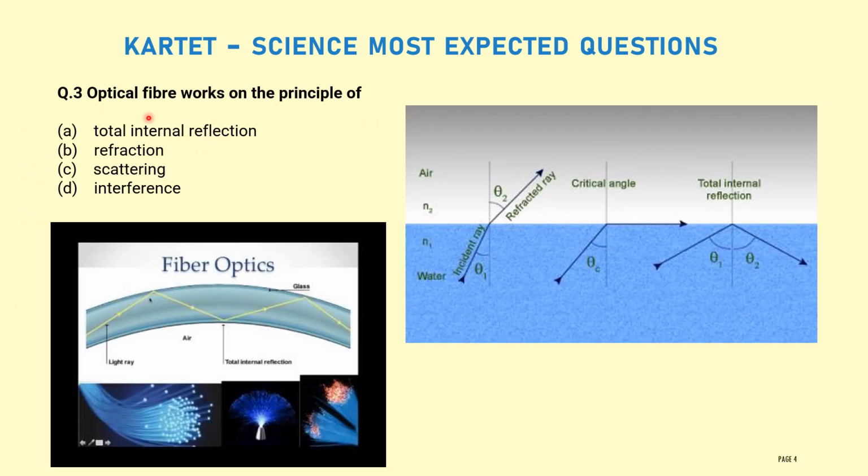Let us consider the next question. Optic fiber works on the principle of: option A, total internal reflection; option B, refraction; option C, scattering; option D, interference. Let us study what is meant by total internal reflection.